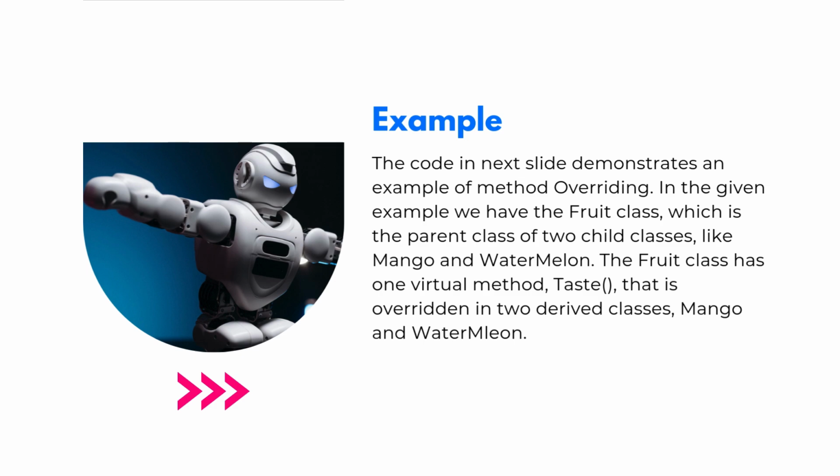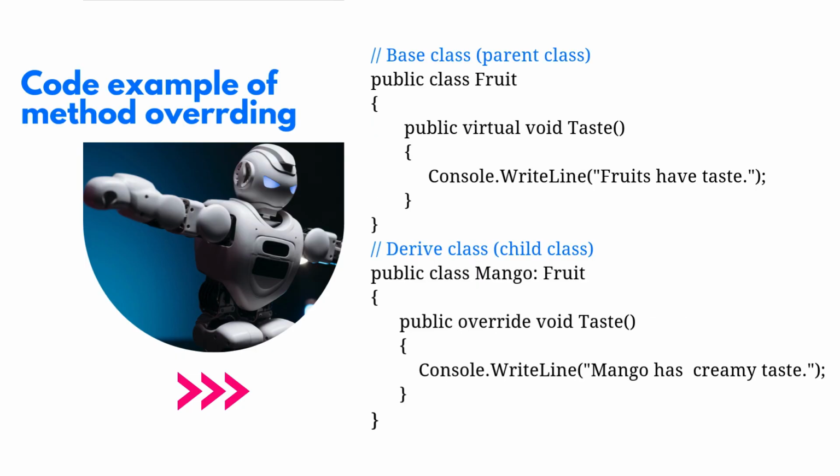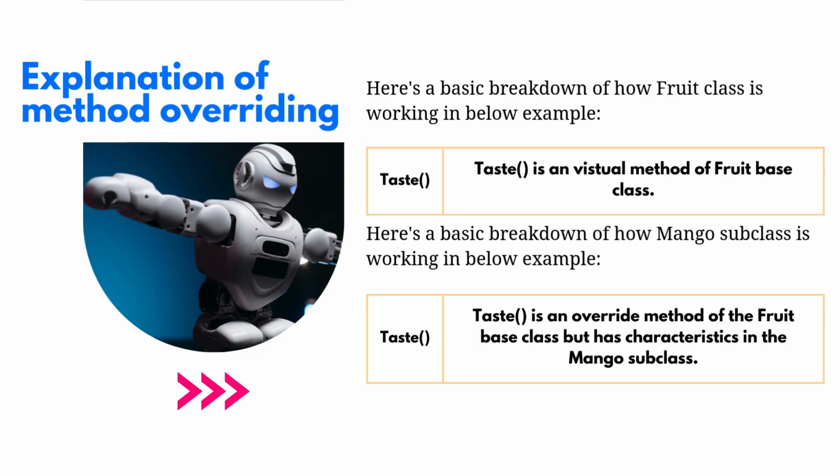Example: the code in the next slide demonstrates an example of method overriding. In the given example we have the fruit class, which is the parent class of two child classes, mango and watermelon. The fruit class has one virtual method, taste, that is overridden in two derived classes, mango and watermelon. Here's a basic breakdown of how the fruit class is working in the below example. Taste is a virtual method of the fruit base class. Here's a basic breakdown of how the mango subclass is working in the below example. Taste is an override method of the fruit base class but has characteristics in the mango subclass.